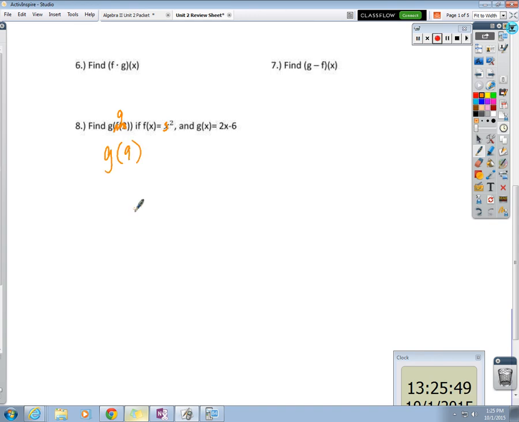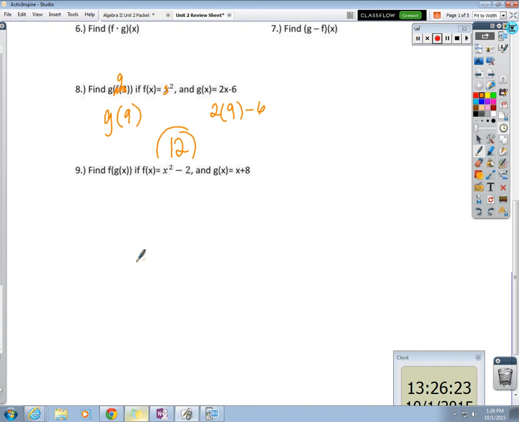So now what do I do? Right, I go to the g function, 2x minus 6, but instead of the x, they told me to plug in 9 into the g. And so 2 times 9 is, minus 6 is 12. Okay, everybody understand? Alright, let me just erase this and then we'll be able to see.